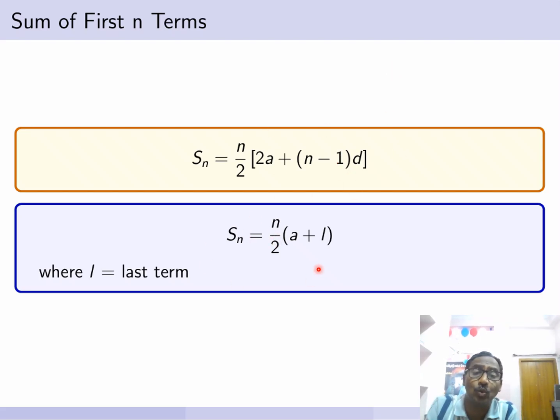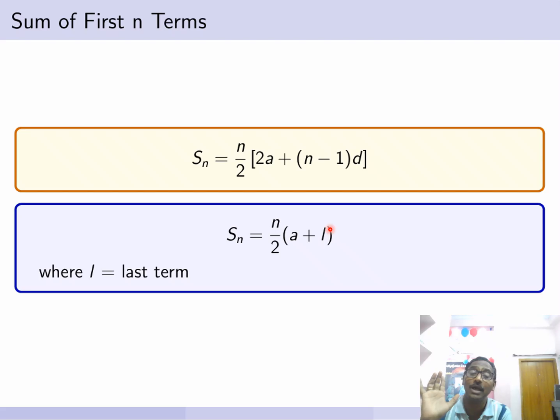Next, Sn is equal to n by 2 times a plus l. So l is the last term. If you know first term and last term, you will be able to find sum of first n terms. If they ask to find sum of 50 terms, then 50 by 2 times a plus l. First term a you have to write, last term also you have to write. If they give first term and last term, and if they ask to find sum of n terms, then nth term you should know, first term you should know.